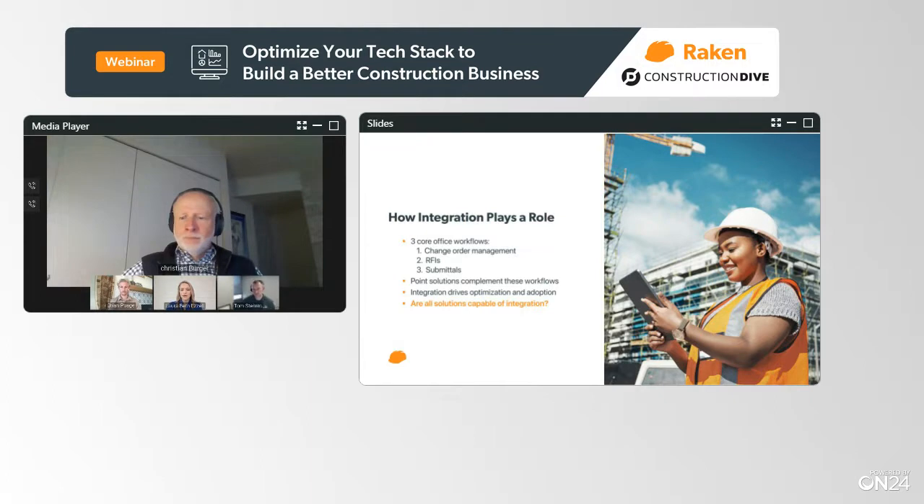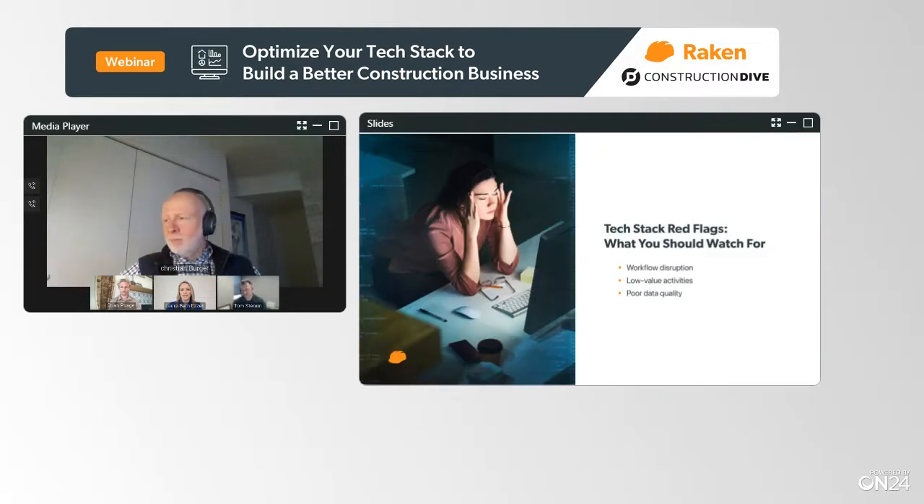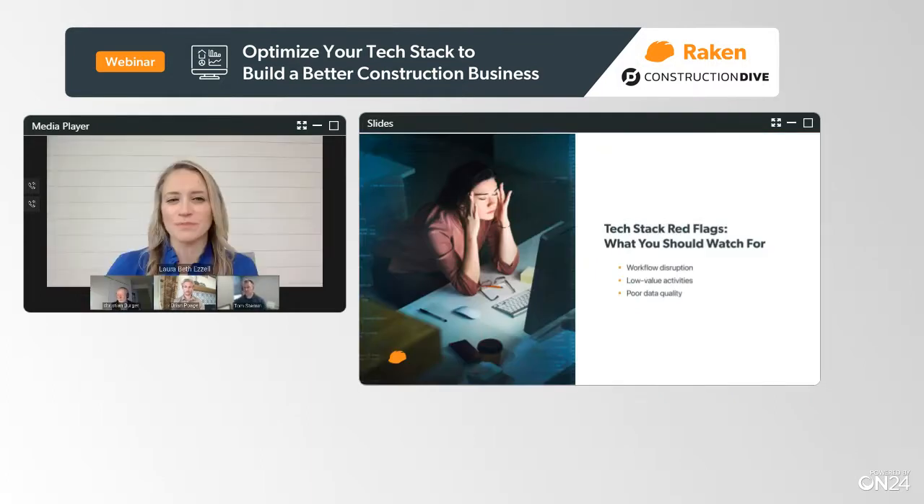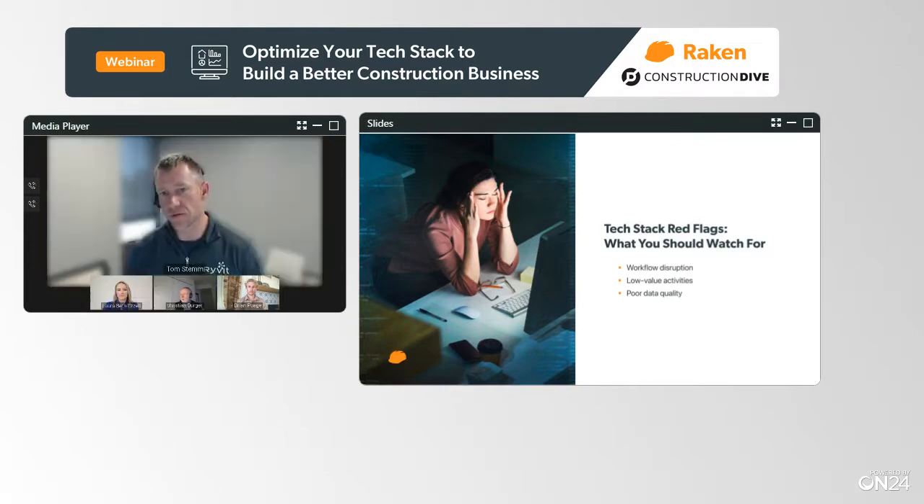And so let's talk about red flags. What are some signs that your tech stack needs attention, Tom? I think one of the biggest things I have you watch for is workflow disruption.